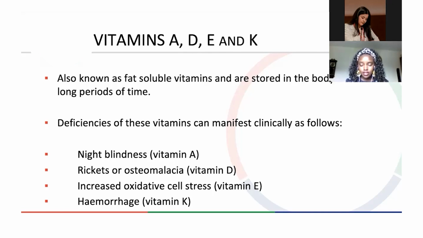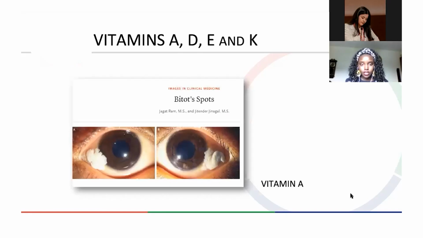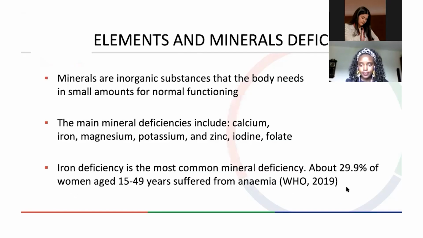For vitamin E deficiencies, you tend to have more oxidative stress, which means the mechanisms in the way the body is working are slowed down. And for vitamin K deficiencies, most of the time patients will present with hemorrhage, which is excessive bleeding. Next slide, please. So this is just an example of the Bitot spots in vitamin A deficiency. You can see close to the eye, there's a whitish spot on both eyes. So that's what happens when you tend to have vitamin A deficiency over longer periods of time.